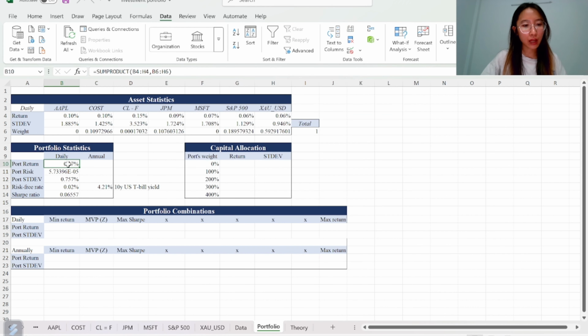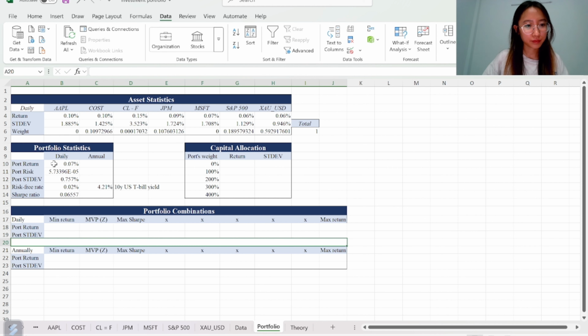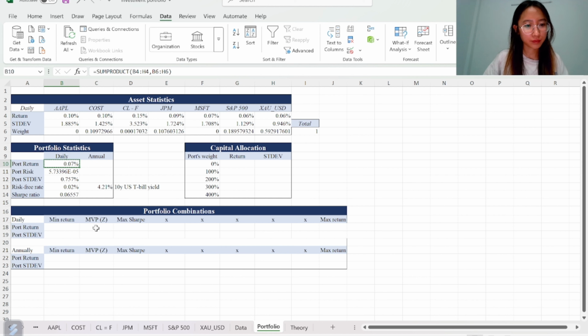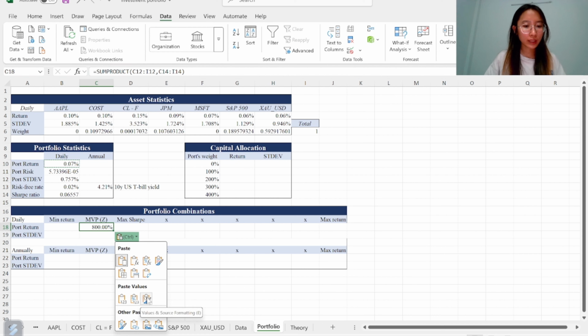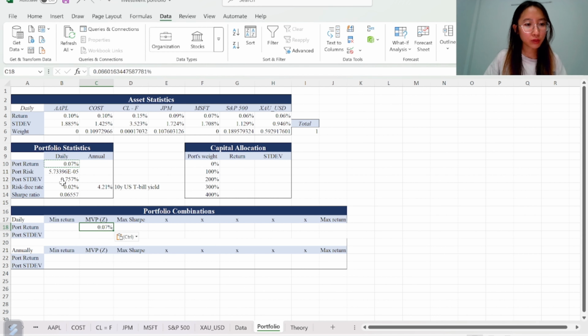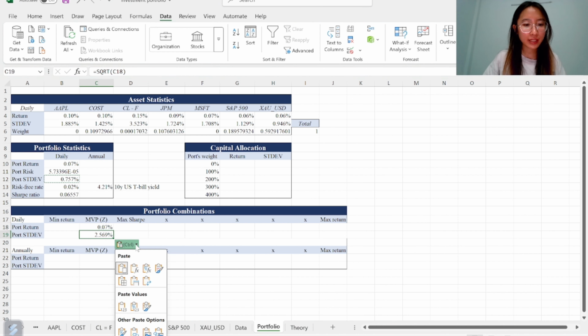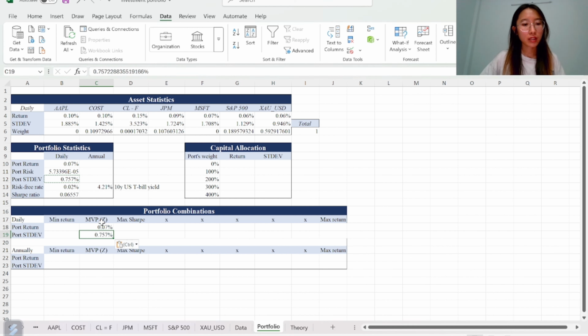Let's paste this down. Remember, we only take the value and not the formula. If you take the formula, it will actually mess up our calculation later on. So we have our portfolio here.